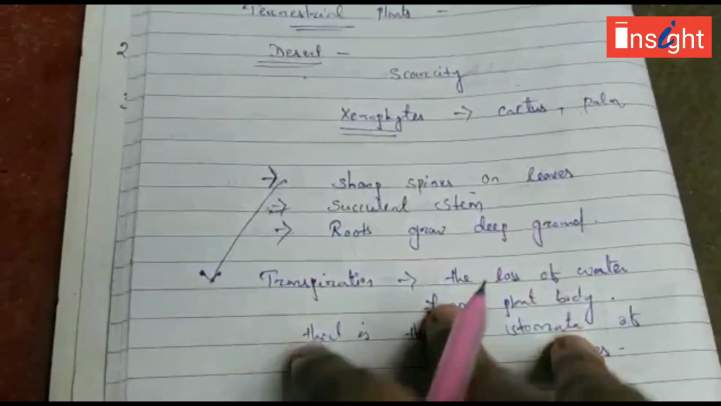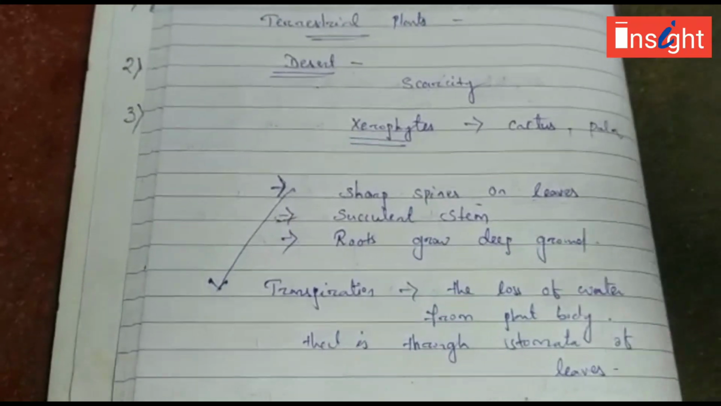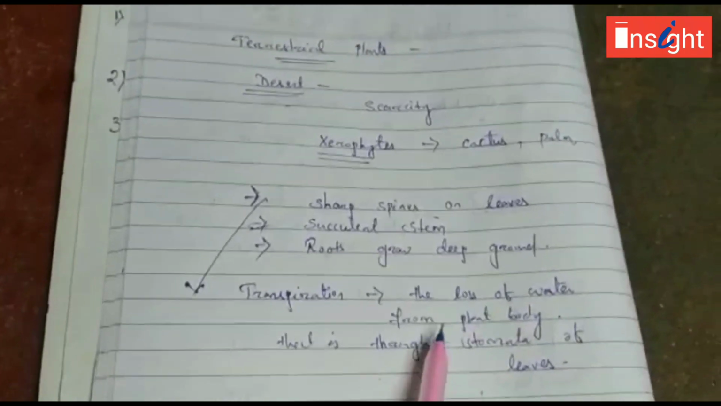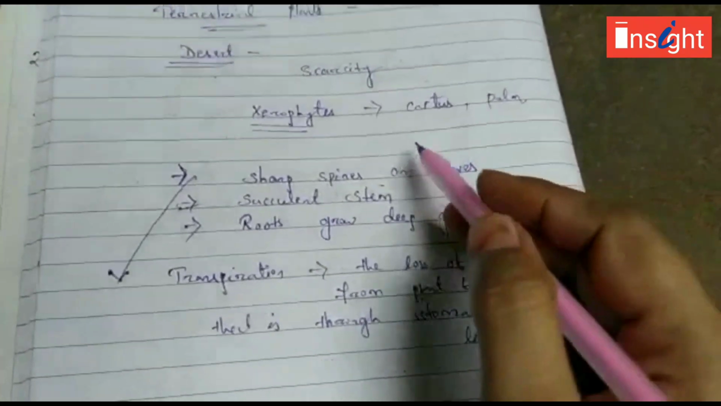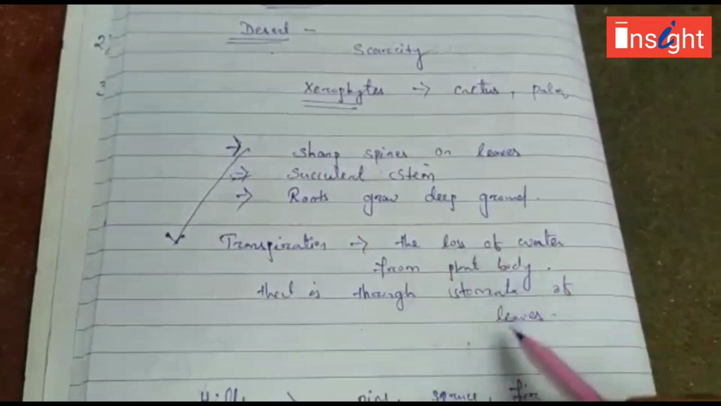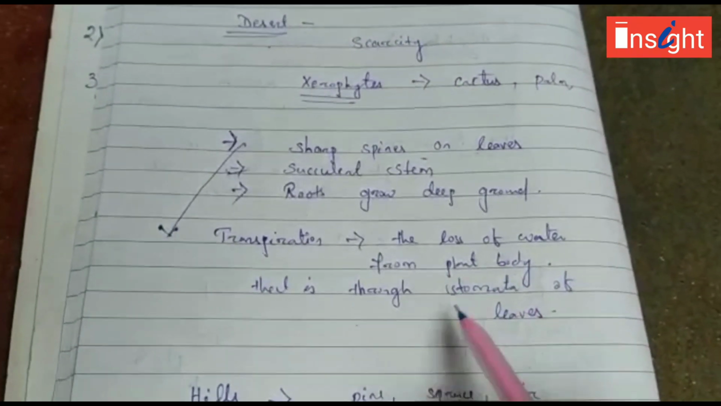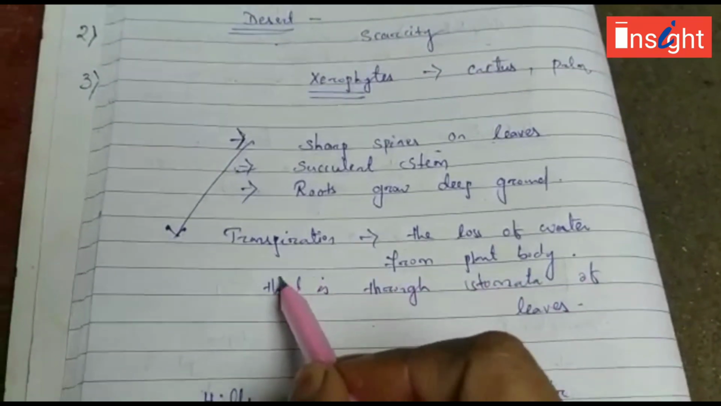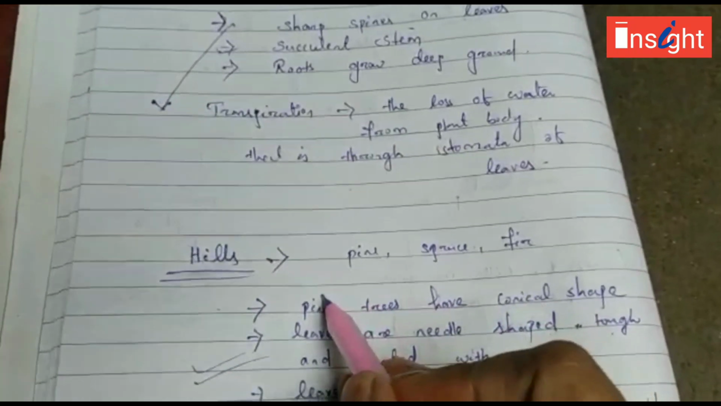In the previous class, I told you about the terrestrial plants. The first category was desert, where the scarcity of water is there, and desert plants are called xerophytes. Then the loss of water from the plant body through stomata of leaf, that is called transpiration. Now we will study about the hills.